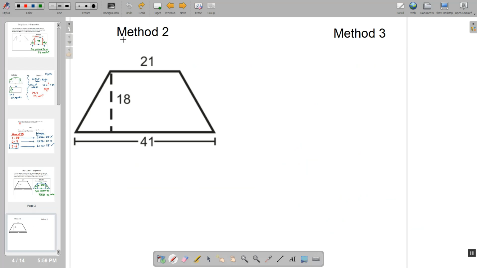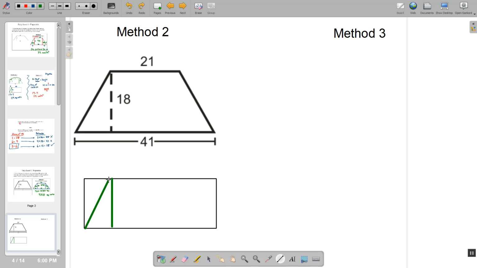For method 2, we are doing the parallelogram method, or we're changing this into a rectangle or a parallelogram. So our goal is, when we are done, that it looks like this, okay? And if we think about our shapes from before, we would move this triangle here. If we cut this straight down, we'd move it over here and create the rectangle, okay? Well, we know that this length up here has to be 21 and the height has to be 18.